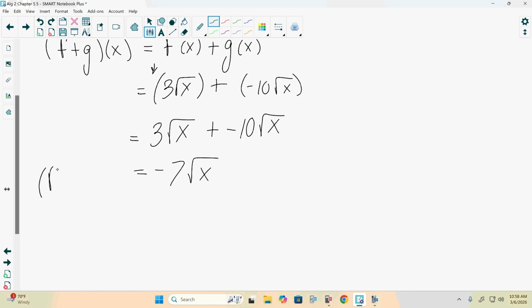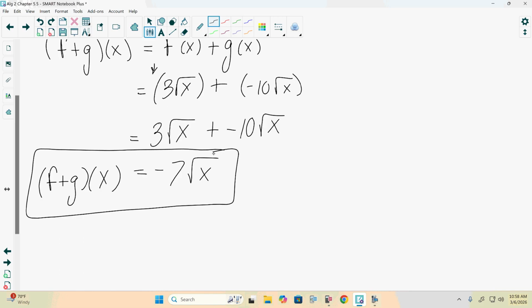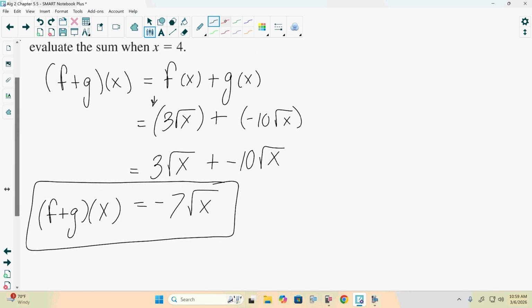So what it's told us is that f plus g of x is that right there. Questions on what we did here? Because the variable in the radicals, the square roots were both square roots, and everything inside the square roots was the same, they are like terms, so we can just add the coefficients. Questions on how we added those two together?